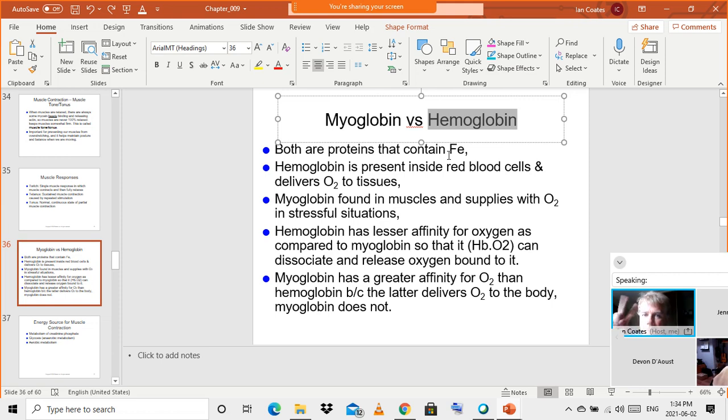So hemoglobin, myoglobin: there is a difference. We haven't done hemoglobin yet, but we'll compare the two in more detail when we get to blood. Just know that there is myoglobin, which is found in the muscles, and hemoglobin. They both kind of do the same thing, but one is specific to the muscles, and the other is specific to distributing oxygen to the whole body.